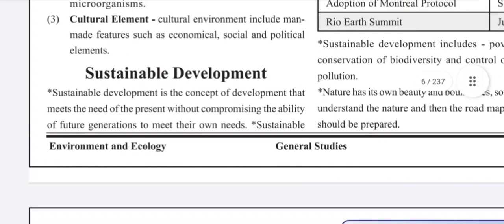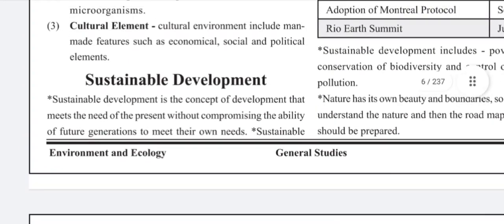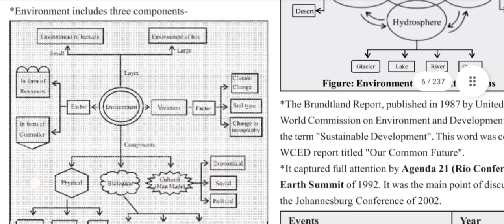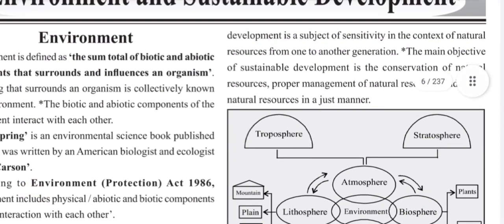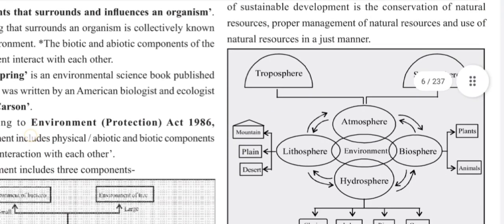Sustainable development. Sustainable development is the concept of development that meets the needs of the present without compromising the ability of future generations to meet their own needs. Sustainable development is a subject of sensitivity in the context of natural resources from one generation to another. The main objective of sustainable development is the conservation of natural resources, proper management of natural resources, and use of natural resources in a just manner.